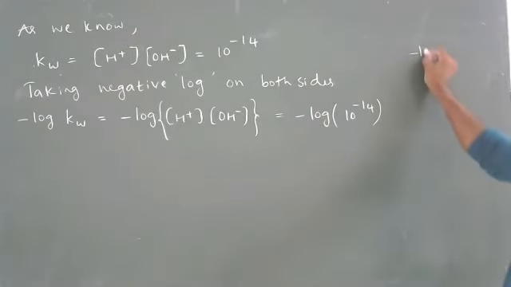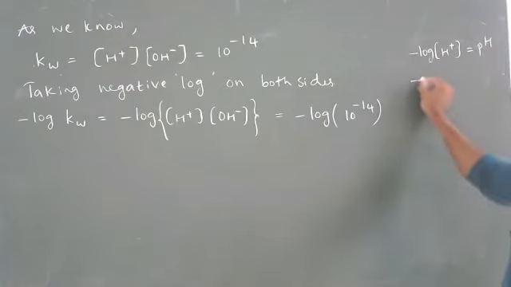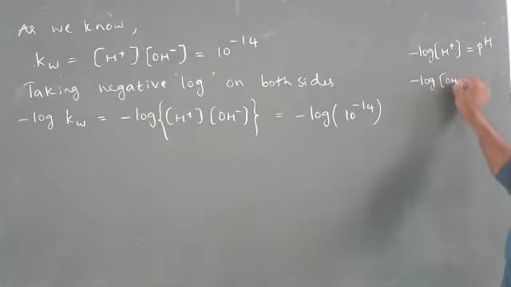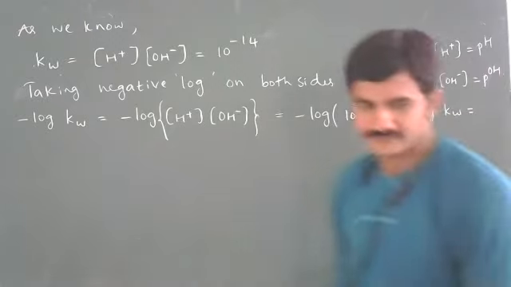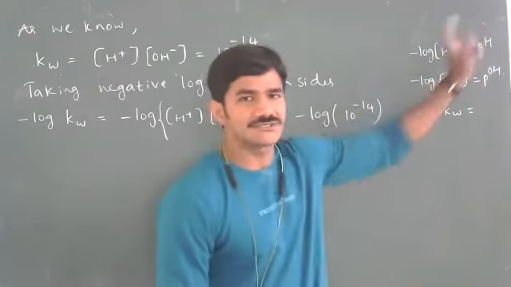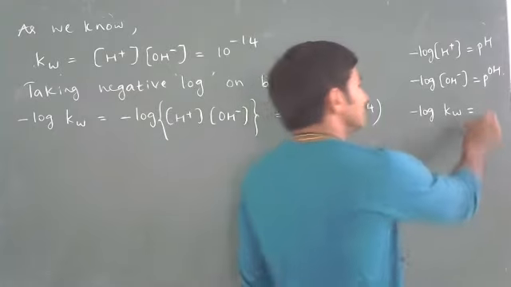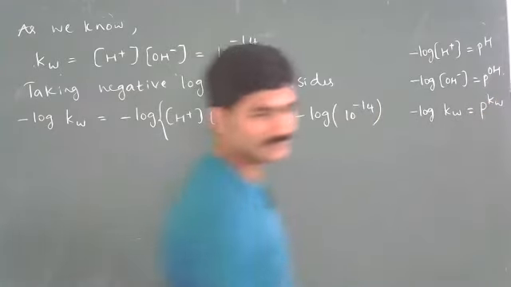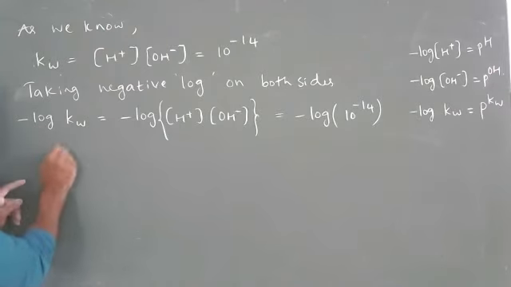We know that negative log H plus concentration we can write as pH, right? Negative log OH minus concentration we write as pOH, right? So negative logarithm of Kw, what we can write? Negative log H plus is pH, negative log OH minus is pOH, negative log Kw is pKw.